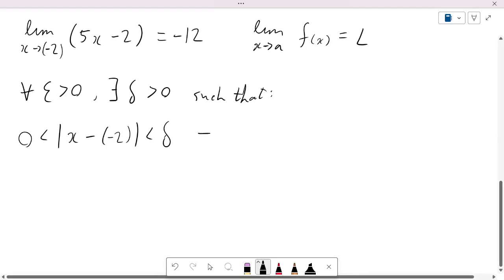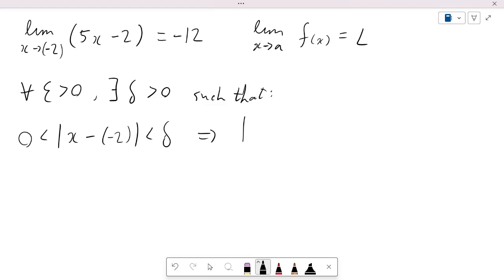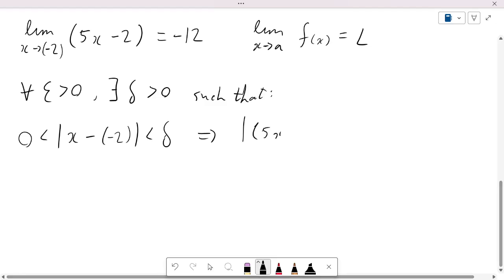Okay, and now this will tell us that 0 is less than our absolute value, or we don't have to include the 0 over here because we already know it's true. We're just trying to show something as little as possible from our definition here. That it's going to be our function, our f of x, which I'm just going to put in brackets, 5x minus 2, minus our L value, which is -12. Absolute value, which is less than our epsilon.